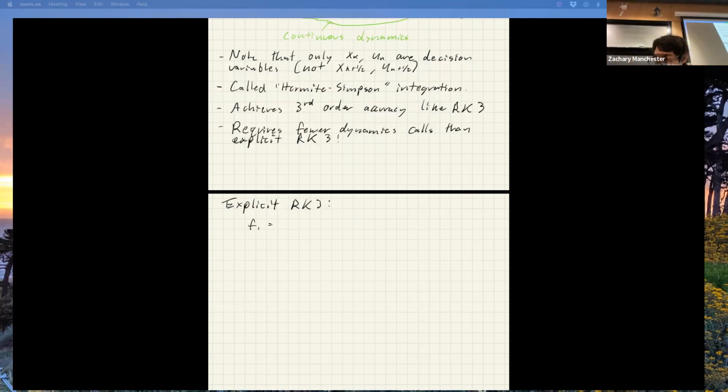We do something like F1 equals f of xk, uk. I don't know if we did RK3 explicit, we did RK4, right? And that's 4 calls, and that's not a surprise. This looks pretty similar. I'll write it for fun, why not? F3. Okay, so you do this, and then you do this weighted sum thing. So you average all these dynamics calls. This looks a lot like RK4. The details are a little different. So that's 3 dynamics calls.